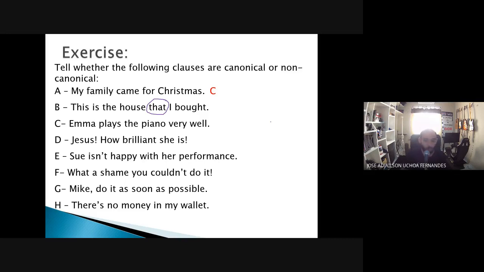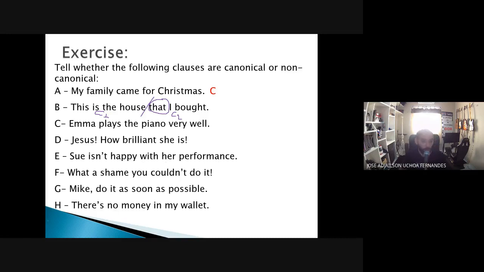If you are considering this that a kind of conjunction, then we should split the sentence into two clauses. This is the house, clause 1, and that I bought, clause 2. And this would be the subordinator, which would make this clause non-canonical. This is a hypothesis, okay? Now, let's check it. This is the house. If I come to you and say, this is the house, do you understand it? Can you make a meaning out of it without a context? This is the house. No. Which house? The house that I bought.